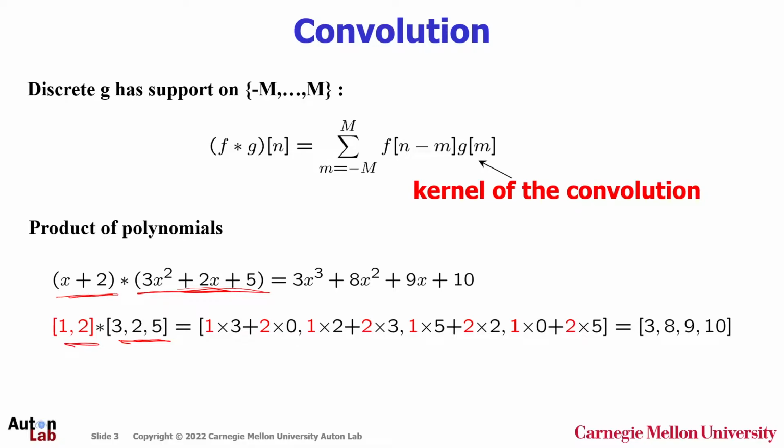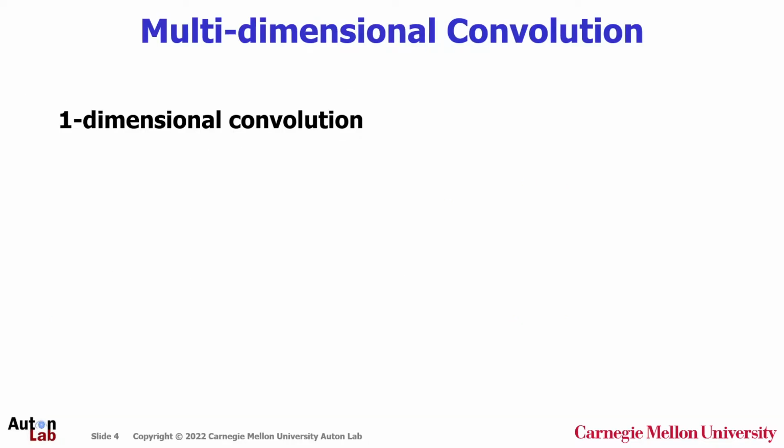If we use the previous definitions of convolutions between two vectors, and we convolve these two vectors, then we get this third vector, 3, 8, 9, and 10, which are the coefficients of polynomial 3x to the 3 plus 8 times x squared plus 9x plus 10, which is exactly x plus 2 multiplied by 3x squared plus 2x plus 5. So multiplying polynomials can be calculated with convolutions. This is how we defined the one-dimensional convolutions.